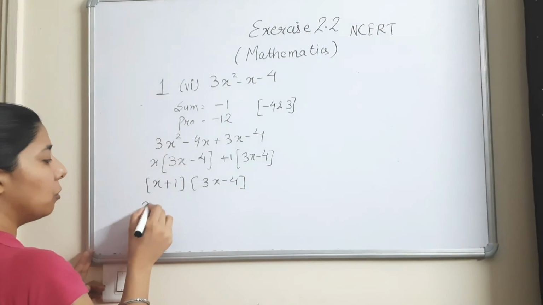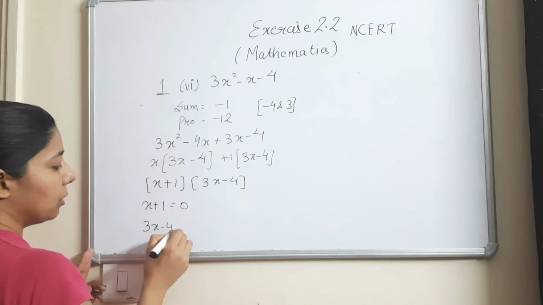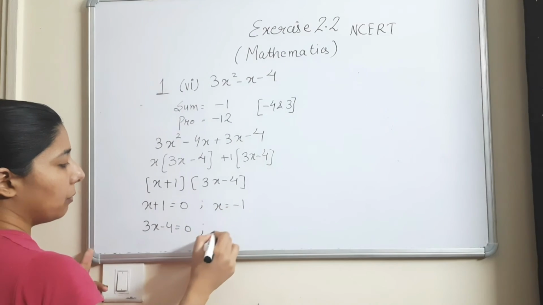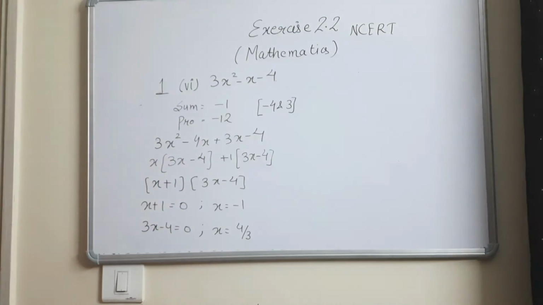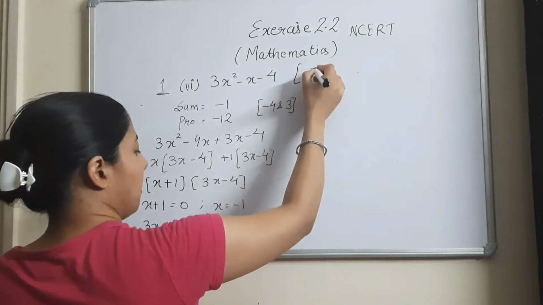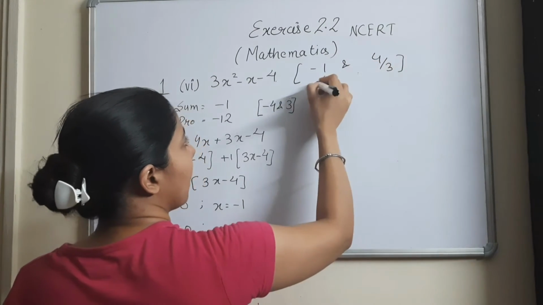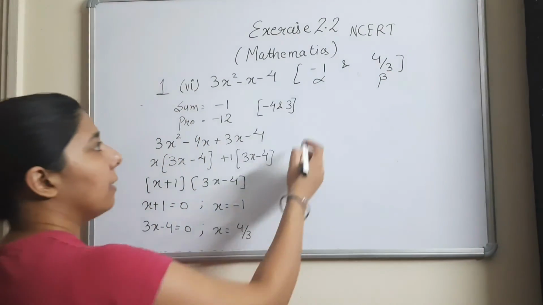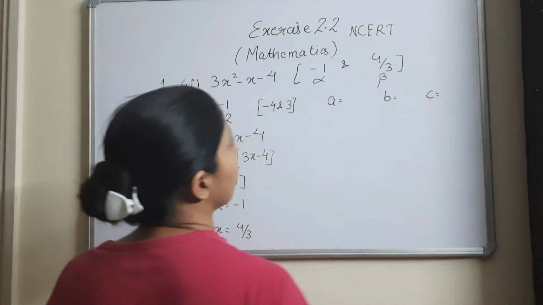Fine. So for finding the zeros, put x plus 1 equal to 0 and 3x minus 4 equal to 0. So from here x is equal to minus 1 and from here x is equal to 4 by 3. So these are the zeros of this given polynomial. Write down here minus 1 and 4 by 3. Mark it as alpha and mark it as beta. Now for the verification part, we will write the coefficients a, b and c as, what is a?